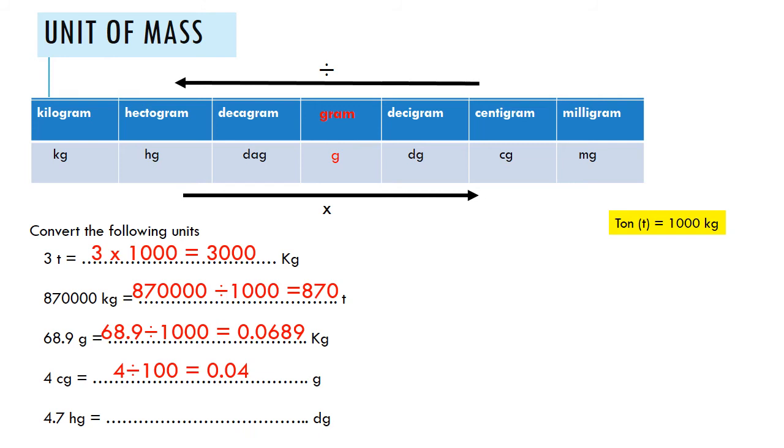The last example, 4.7 hectogram to decigram. Between them there are 3 steps, but here we multiply by 1000 because we are converting from a larger unit to a smaller one. So we multiply by 1000 and we move the point 3 steps to the right. So the result will be 4700.